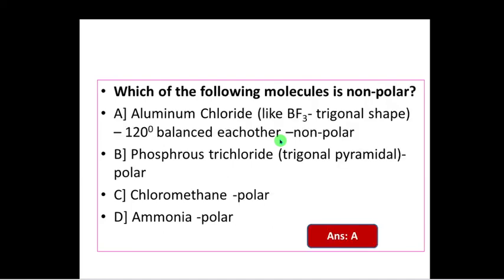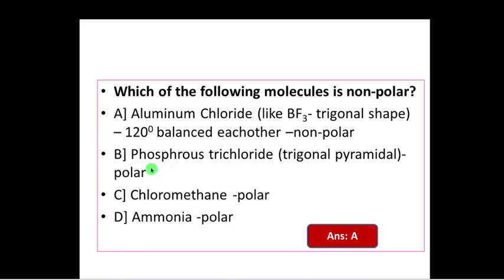In the case of the aluminum chloride molecule, which is like our BF3 molecule, it has a trigonal shape. Aluminum is in the central position and three chlorine groups are present at 120 degrees to each other, so that all the chlorines can pull the electrons in equally, leaving the molecule, as in the previous example, non-polar in nature.